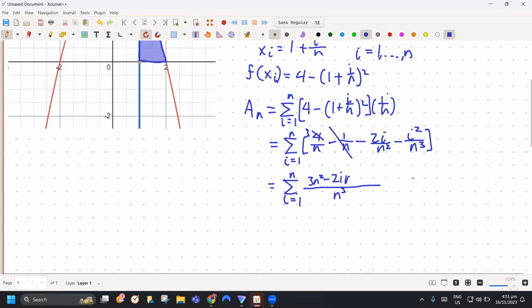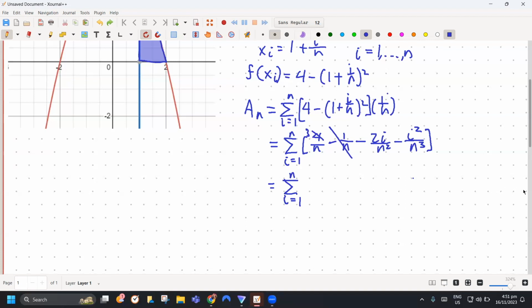Mas mahirap gawin yan as a single fraction eh. Ang mangyayari kasi niyan, eventually, kukuha ka ng limit as n approaches infinity. Ano ba yung form na madaling kunan ng limit as n approaches infinity? So, ang goal mo dyan ay something na madaling kunan ng limit as n approaches infinity.